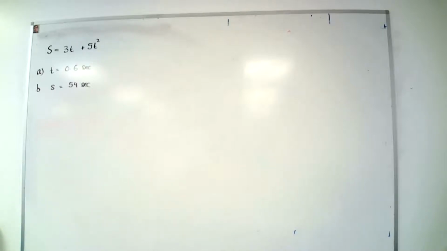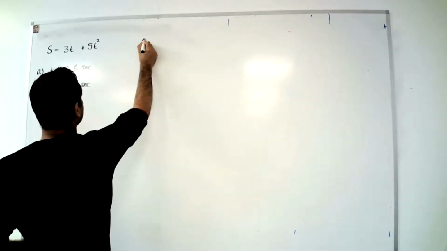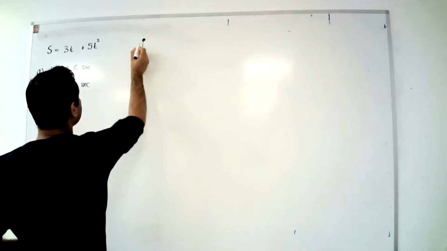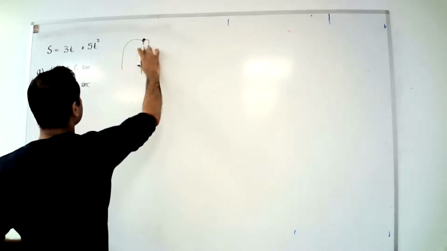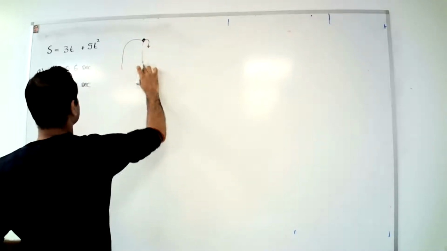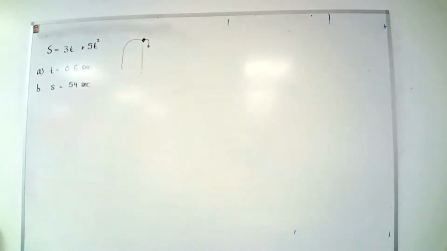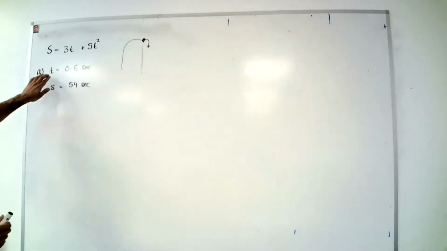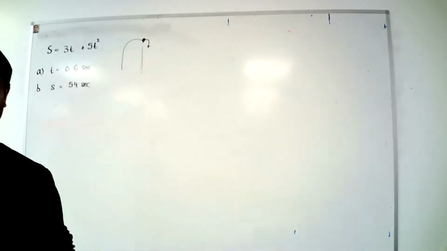Now where s is the distance and t is the time. Let's say this is the ball, this is the cliff, and you are dropping the ball from the cliff all the way down. So the ball is going vertically down, and the ball is covering the distance. The question is asking us to find out when t is 0.6, what is the rate the ball is traveling downward?